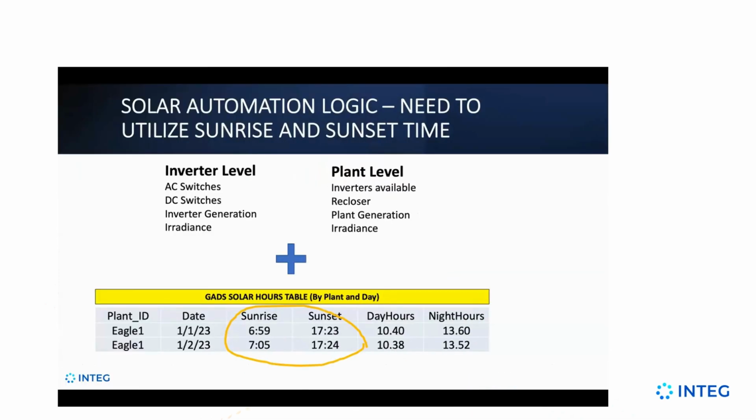All right, next thing, make sure that you use the NREL data and the spreadsheets to bring in your sunrise and sunset times. These are going to be important. You're going to use these with your AC, DC switches, inverter generation, irradiance, number of inverters available, recloser information, plant generation, etc. So you can use inverter level, plant level, plus this data to pretty much figure out all of the things you need for your solar performance. So these are going to be very, very critical for that.